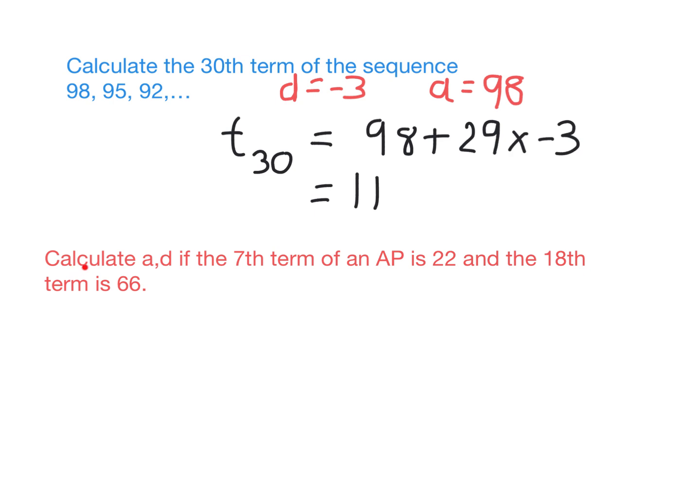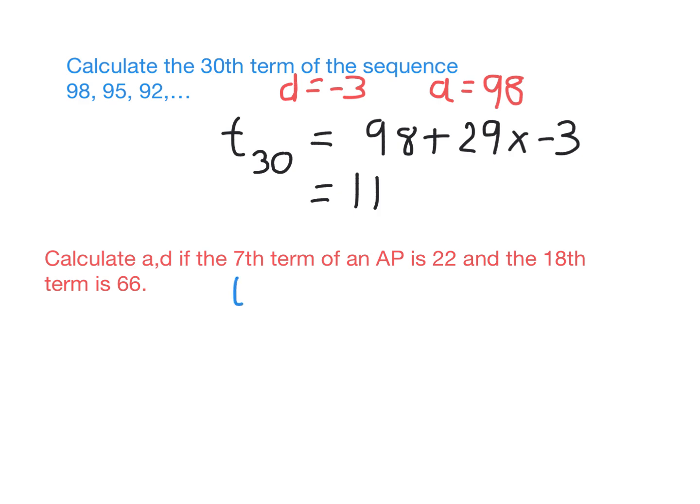So let's look at this one. Calculate A and D, if the 7th term of an AP, that means arithmetic progression or arithmetic sequence, is 22 and the 18th term is 66. So hopefully you're thinking straight away we need to find two quantities at once, so let's use simultaneous equations.